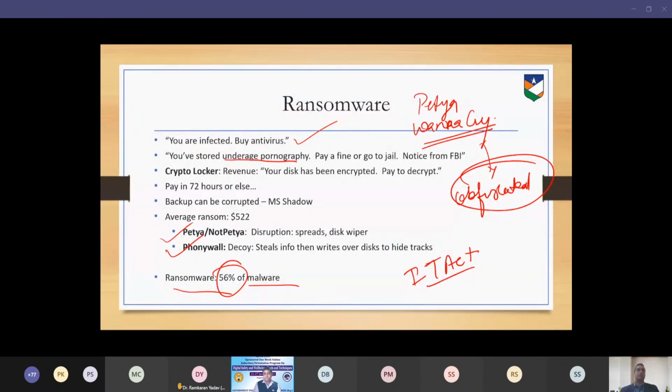Today only like there was one person in Jodhpur who was arrested for the child pornography posted on the social media itself. So you know, pay a fine or go to the jail, notice from the FBI. These kind of things would be there eventually. But yes, there is a particular website, No More Ransomware Project. If you'll go and search on internet, you'll find this particular website. Most of the ransomwares which are there, their encryption or decryption module would be available on that particular website itself.